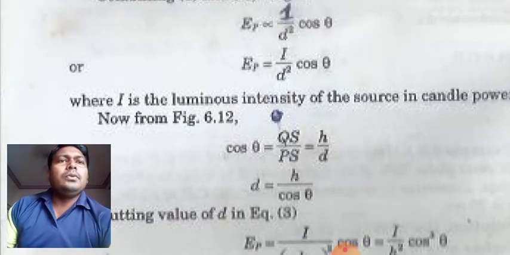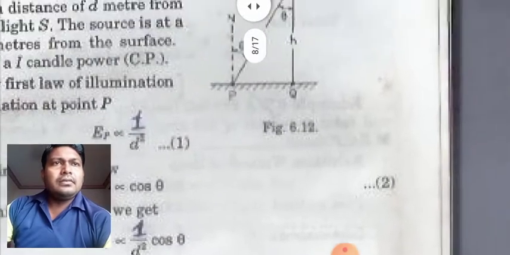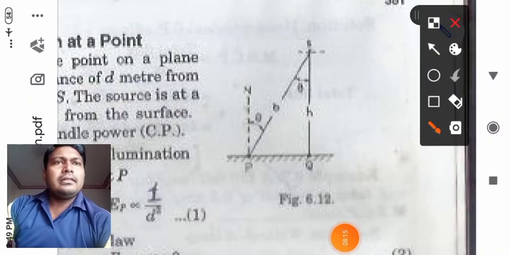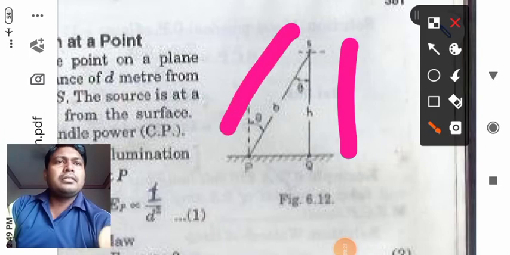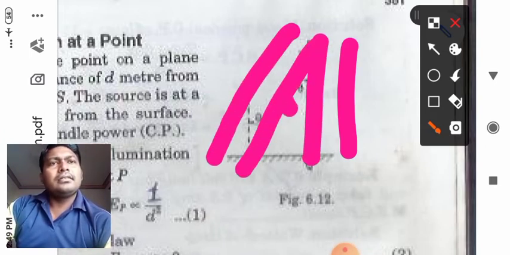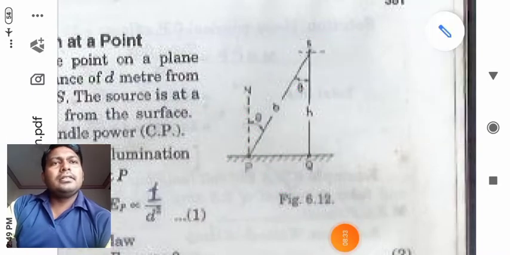and cos theta is equal to Qs divided by Ps. What is Qs and what is Ps? Look, this much is your Qs and this is your Ps. So cos theta is equal to, because this is the angle, students, just have a look. So this is theta. What will be cos theta? That will be equal to Qs by Ps, right?